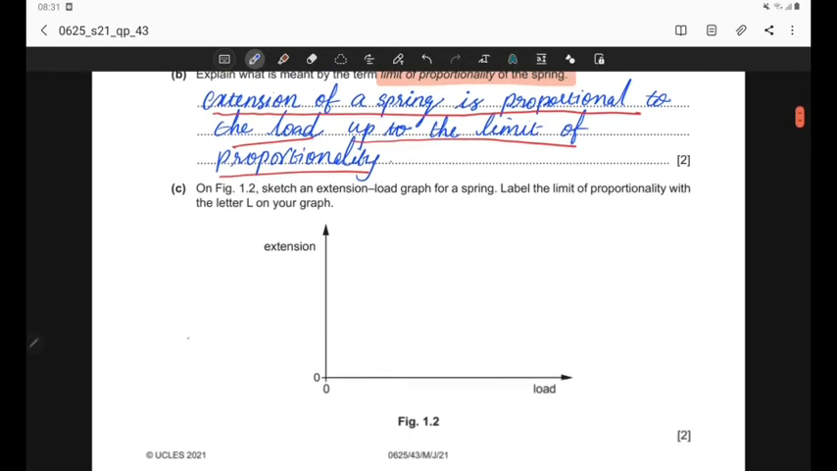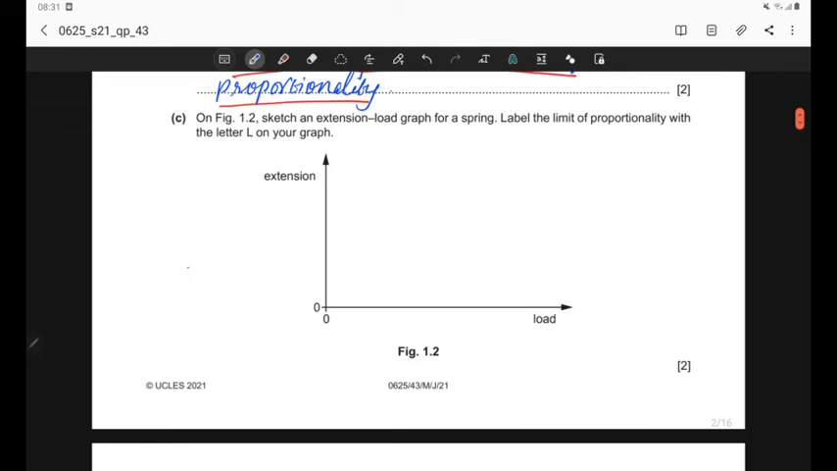Question C. On figure 1.2, sketch an extension load graph for a spring. Label the limit of proportionality with the letter L on the graph. So here we need to draw an extension load graph. We have to be careful on y-axis which physical quantity we have to plot. In this question, on y-axis extension is given and on x-axis it's load.